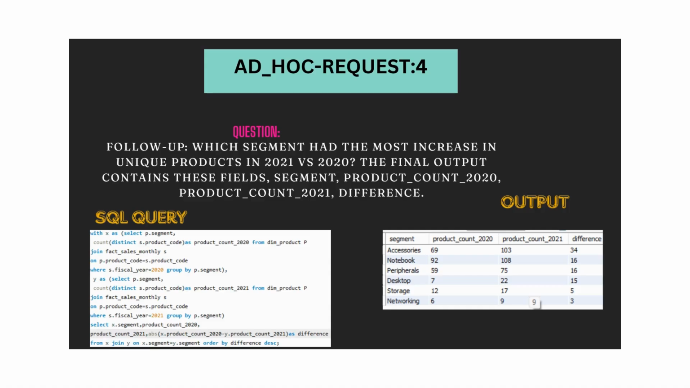Which segment had the most increase in unique products in 2021 versus 2020? The final output contains these fields: segment, product_count_2020, product_count_2021, and difference. So basically I have run a CTE with a join here, and the output is here, as I have mentioned.